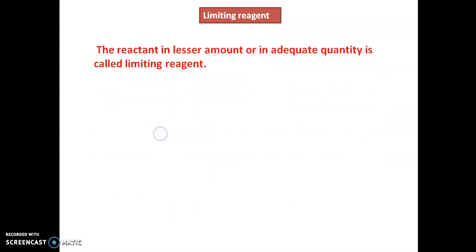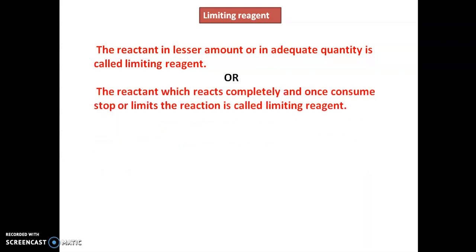Now we see the limiting reagent. So first we see the definition. The reactant in lesser amount or in inadequate quantity is called the limiting reagent, or the reactant which reacts completely and, once consumed, stops or limits the reaction is called the limiting reagent.